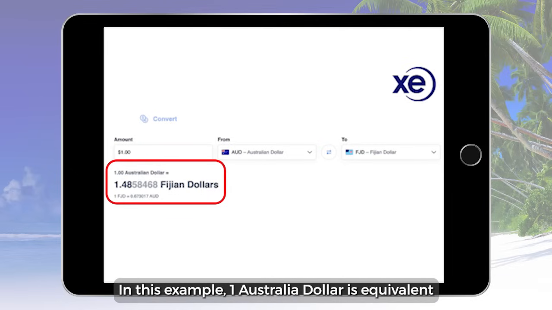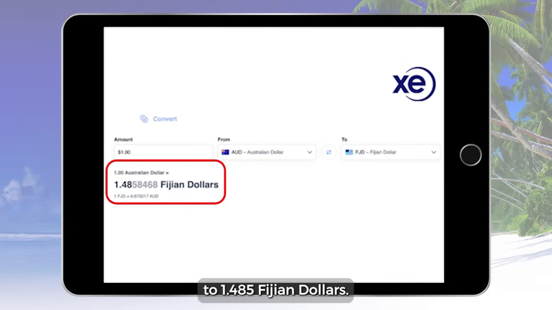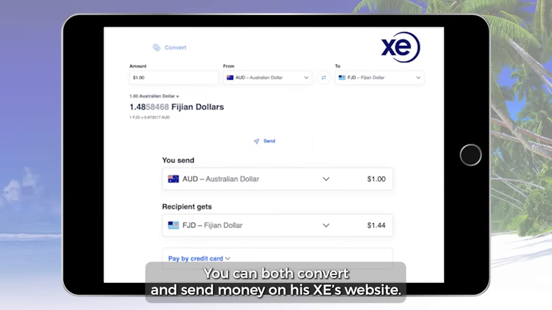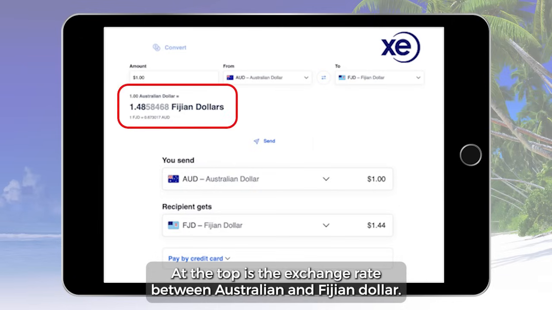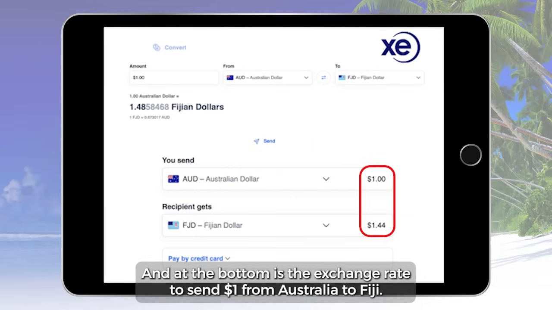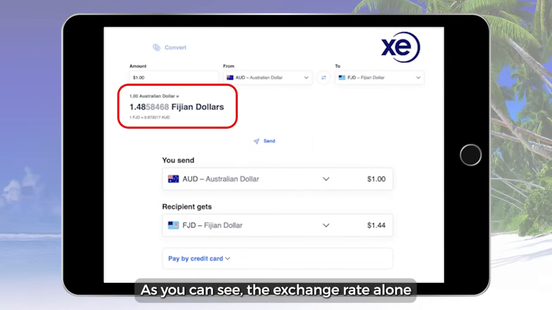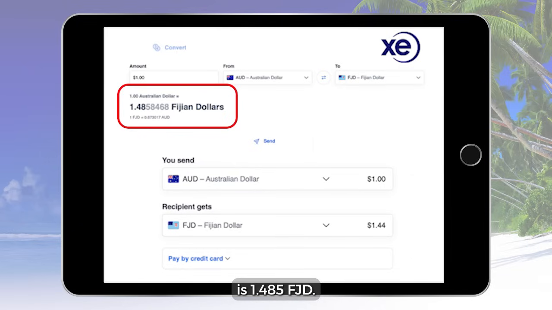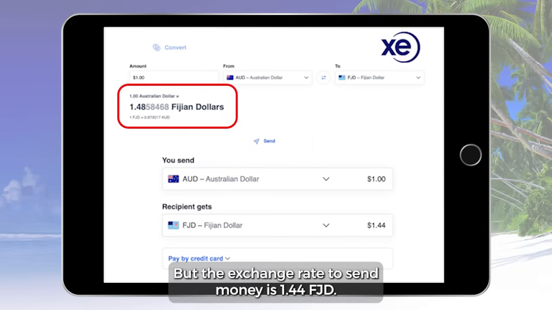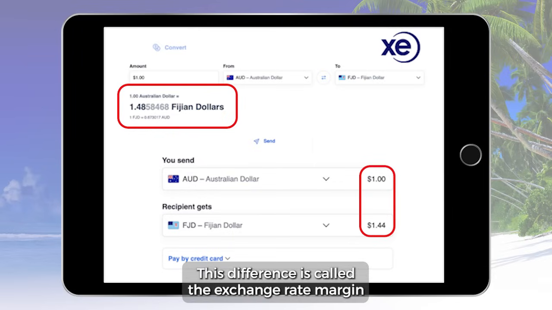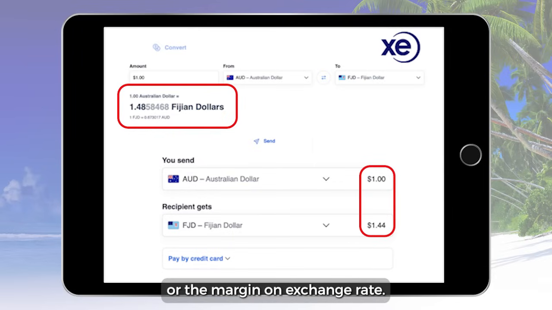In this example, 1 Australian dollar is equivalent to 1.485 Fijian dollars. You can both convert and send money on XE's website. At the top is the exchange rate between Australian and Fijian dollar, and at the bottom is the exchange rate to send $1 from Australia to Fiji. As you can see, the exchange rate alone is 1.485 Fijian dollars, but the exchange rate to send money is 1.44 Fijian dollars. This difference is called the exchange rate margin or the margin on exchange rate.